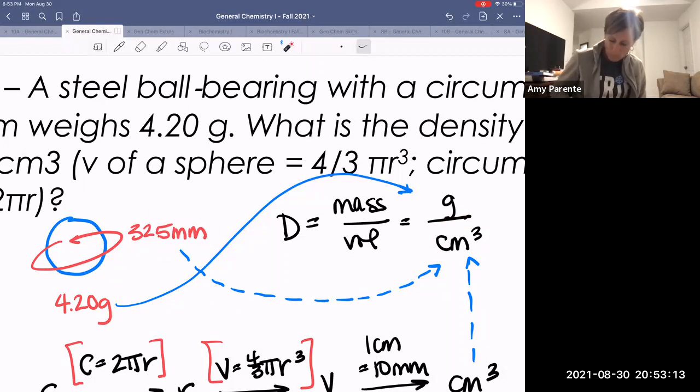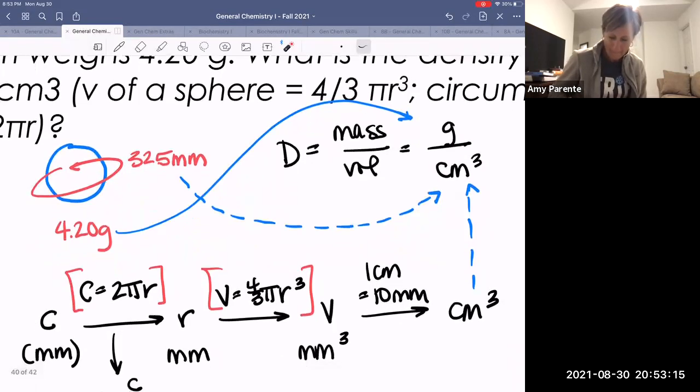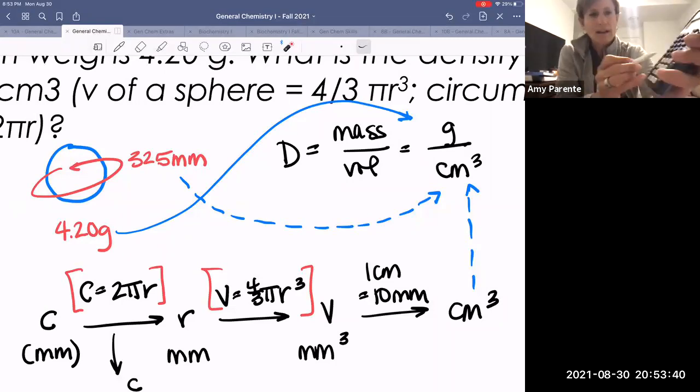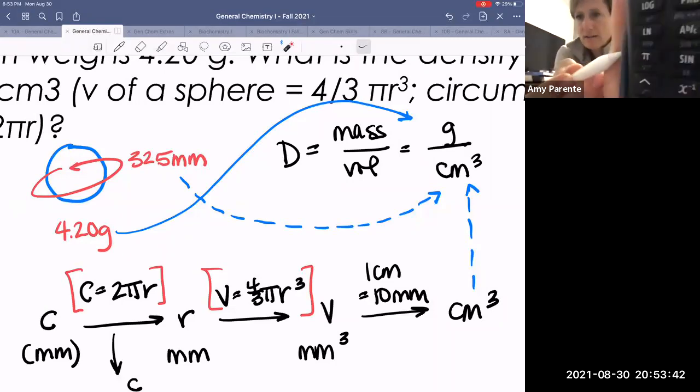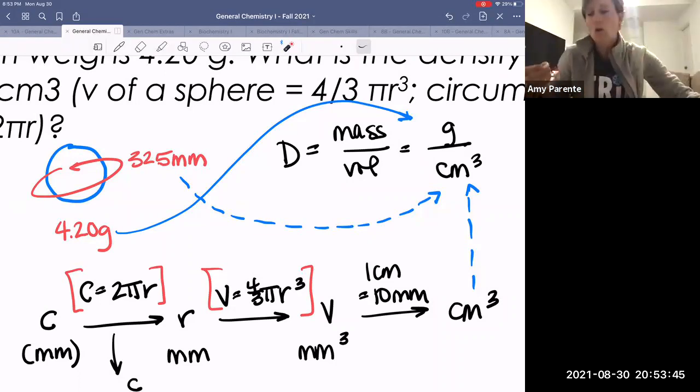Okay, so here's my roadmap. I know the circumference in millimeters, and they gave me an equation that allows me to calculate my radius. This is where that algebra piece comes in. I can solve for my radius by taking the circumference and dividing by 2 times pi. And on this calculator, I can see I've got a little button for pi right there. So make sure that you have a pi button on your calculator.